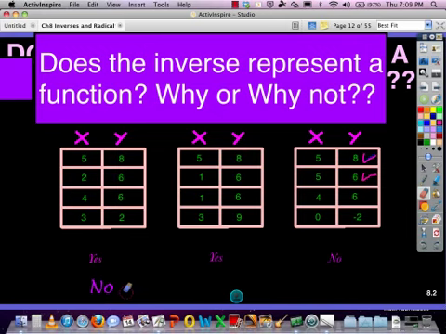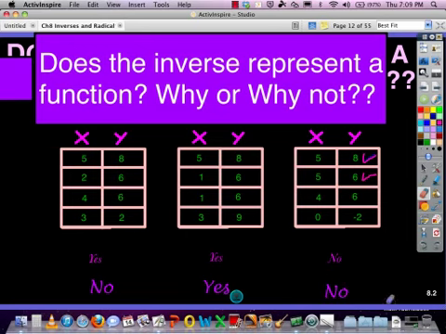Go to the second one. 8 is with 5, 6 is with 1, 6 is with 1, that's just repeating, and 9 is with 3. So do all your domains have exactly one y value? I believe we had a yes on that one. Then, last but not least, 8 is with 5, 6 is with 5, 6 is with 4, negative 2 is with 0. What are you going to say there? Hopefully it's a big fat no.